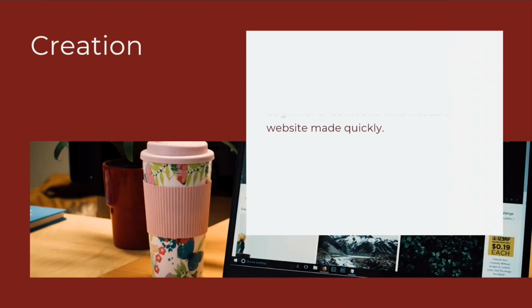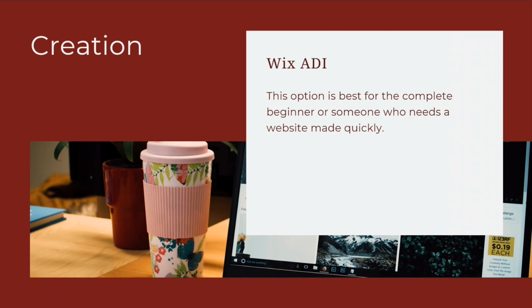But they've also got different options like Wix ADI. They say this option is best for the complete beginner or someone who needs a website made really quickly. This is because it uses AI technology to build a custom website for you in the blink of an eye. What you do is answer a couple of questions for the AI technology and let it do the heavy lifting for you, and it produces a website according to your preferences.